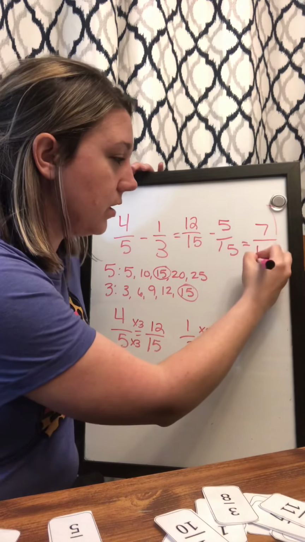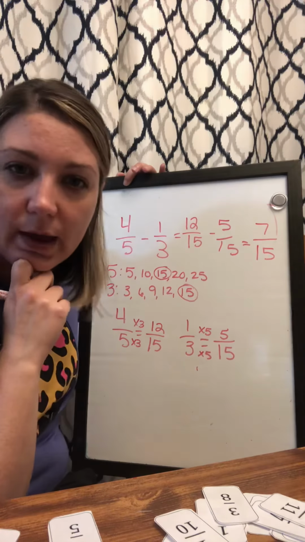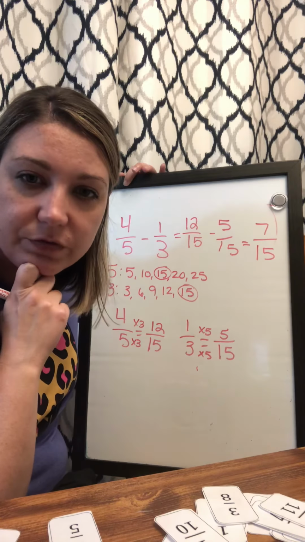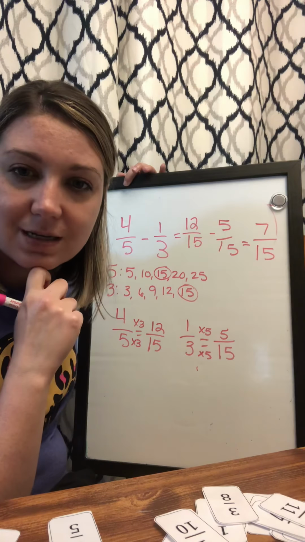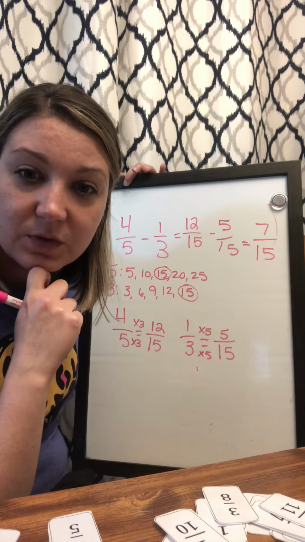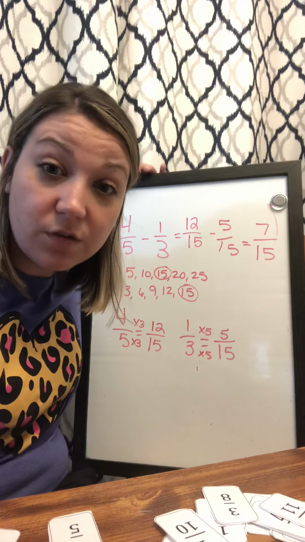And then our denominator stays the same. So our answer is 7/15. So 4/5 minus 1/3 is 7/15. Okay, let me know if you need any help with that.